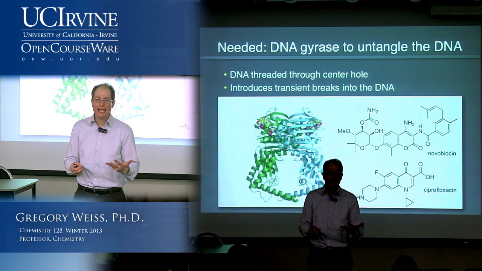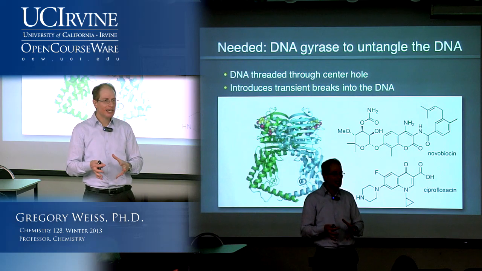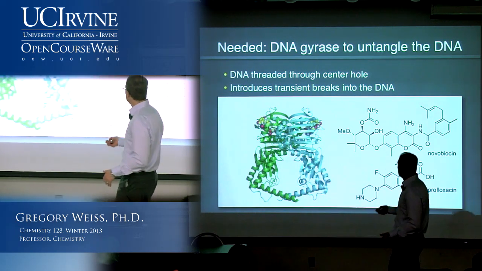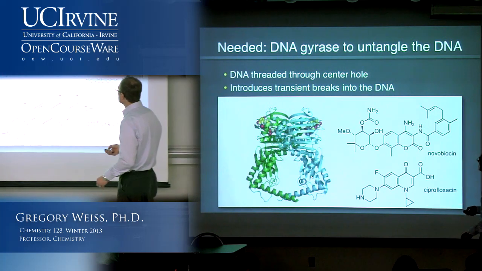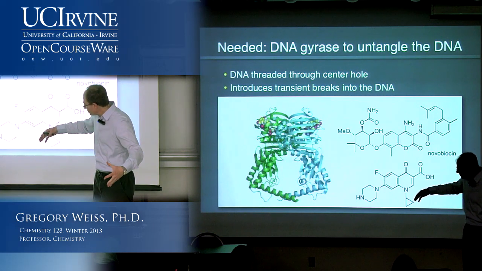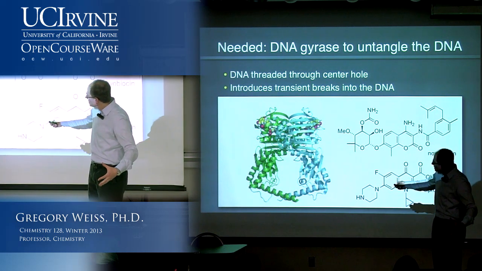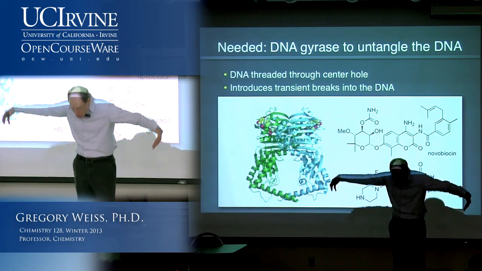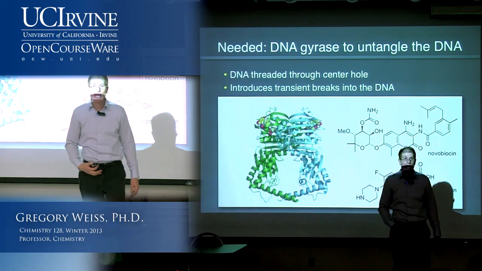And the solution is to make transient breaks, so short-lived breaks in the DNA, using an enzyme called DNA gyrase. And here's an example of this. This is a DNA gyrase that acts kind of like scissors. Okay, so notice that it's a dimer. The two arms down here can open up, and the thing can just grab on to the DNA.